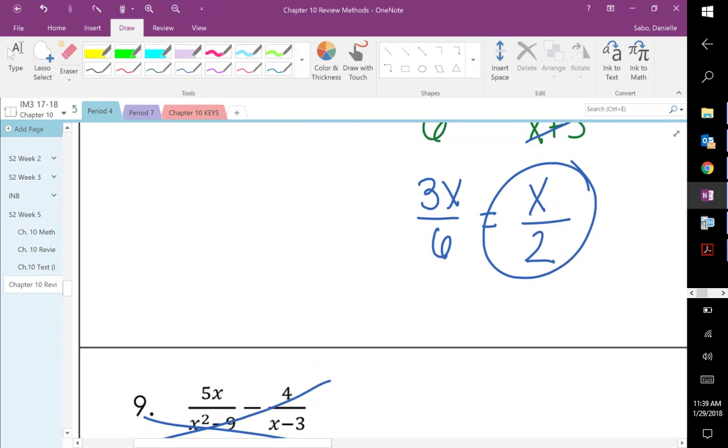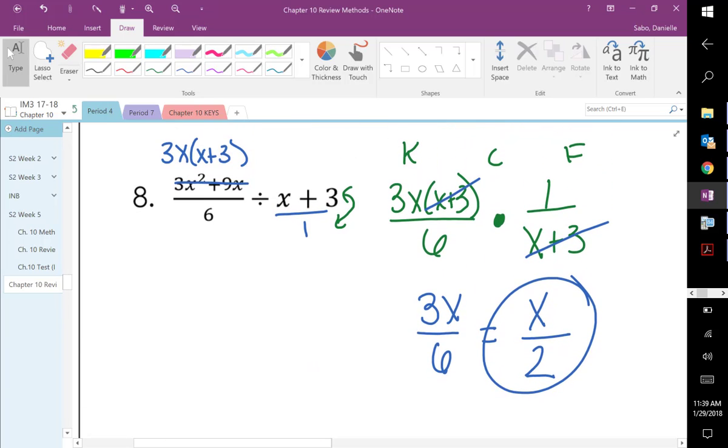Well, can I see the last one? Yep. Would it be 3x or 3x plus 1 over 6? So because this is multiplication, it's times 1. So it's 3x times 1, which is just 3x.